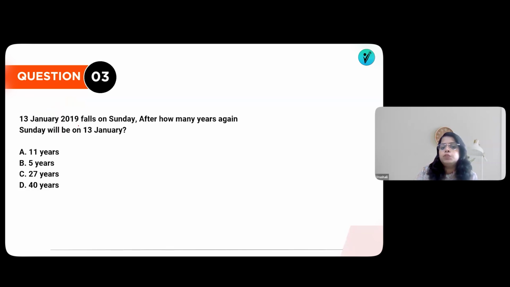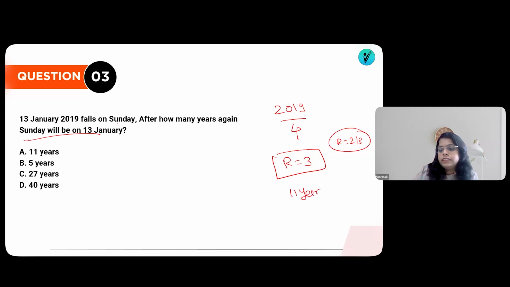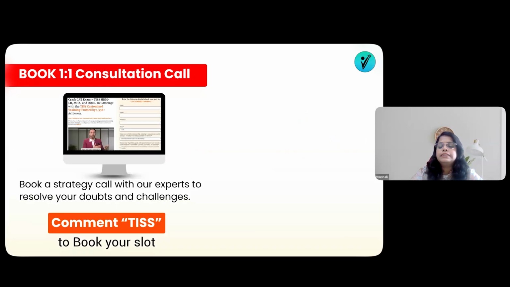Suppose 13 Jan 2019 falls on a Sunday. After how many years will it again be Sunday on 13 Jan? What we know is that 19 divided by 4, the remainder will be 3. So if the remainder is 2 or 3, the calendar repeats after 11 years. So it will repeat from 2019 after 11 years. So the answer will be option A. That's it. Okay, I hope you understood this and this was really easy and helpful for your exam.